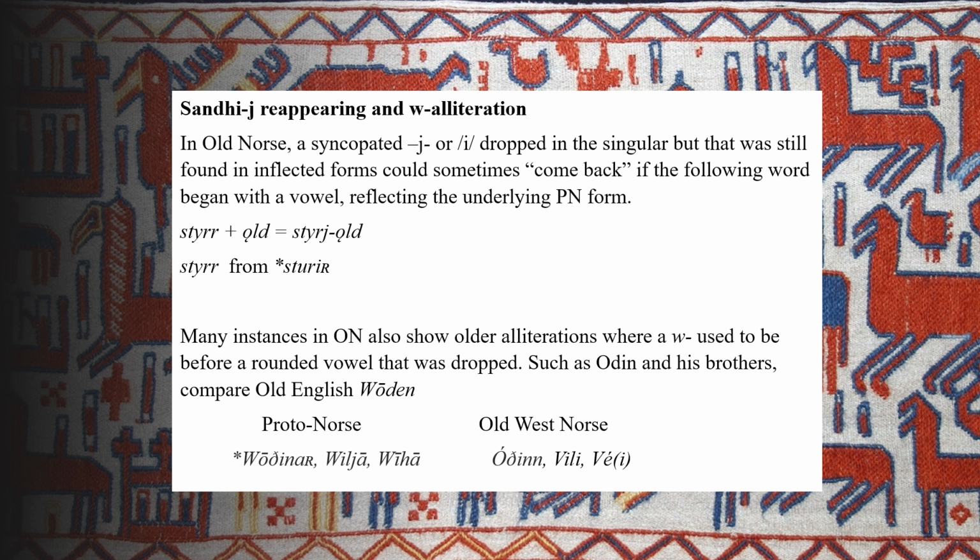Another similar phenomenon is the loss of w before rounded vowel. Compare Old English warden to Old Norse ådin. You can still see in some forms of alliteration in poems and word pairs, at least one of the words used to have a w in the start of the syllable, with, for example, Odin and his brothers, Odin, Willi, and We, that all started with w originally. Wodinas, Wilja, Wiha, showing that this alliteration predated the Old Norse period.